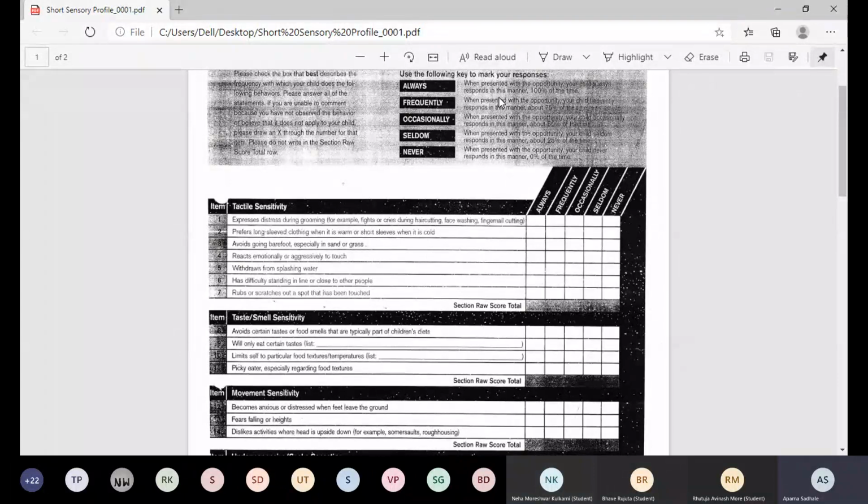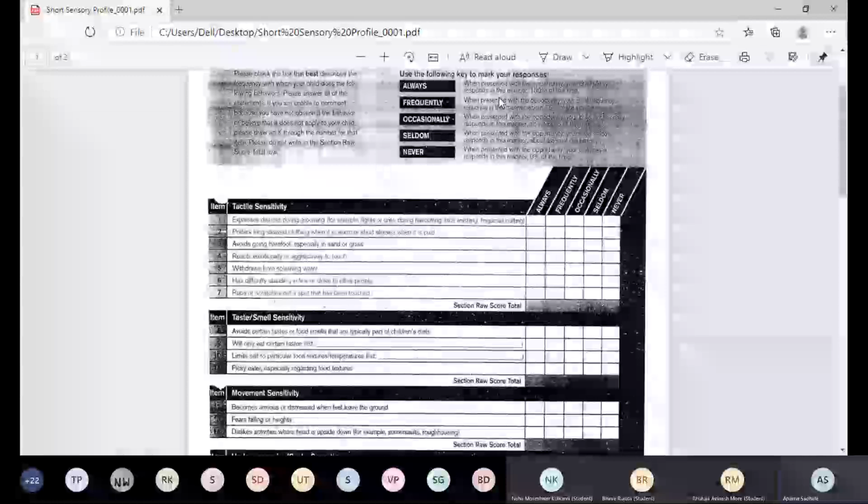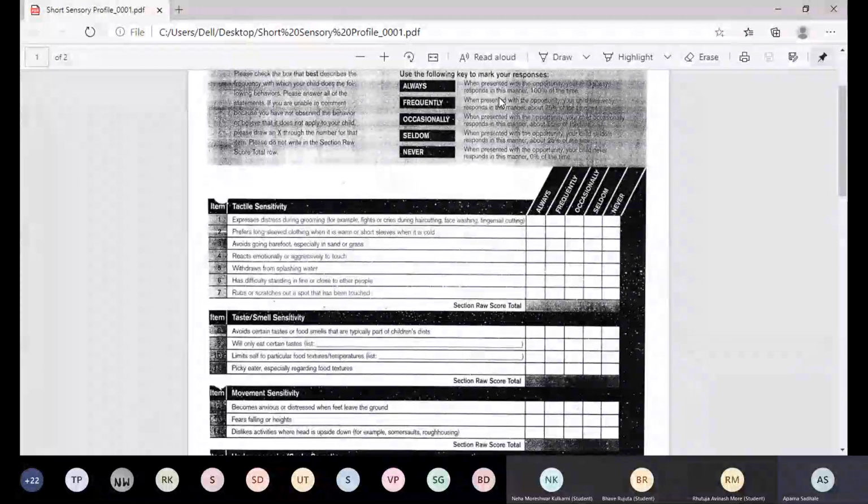Anyway, so always is 100% of the time the child will respond in the manner that it says in the questionnaire. We'll go through it later. I want you to know the scoring first. Frequently is 75% of the time the child will display the response that is narrated in the questions. Occasionally is 50% of the time the child will behave in this manner. Seldom is 25% and 0% is never.